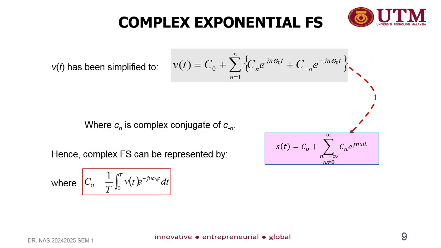Okay, so from the table you will have a specific equation for the coefficients C0 and Cn based on the shape of the signal, and the equation can be further simplified into this form. Okay, C0 is the constant or DC value, and Cn is the coefficient of your Fourier series.